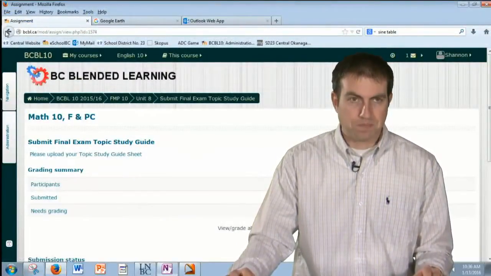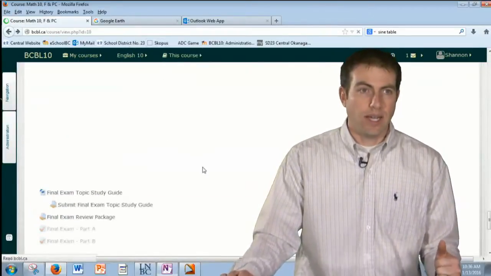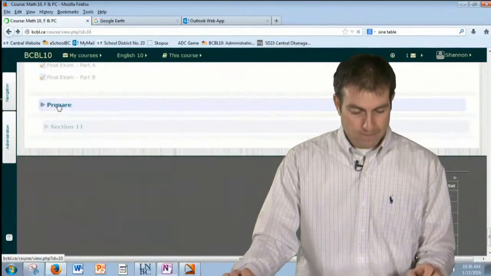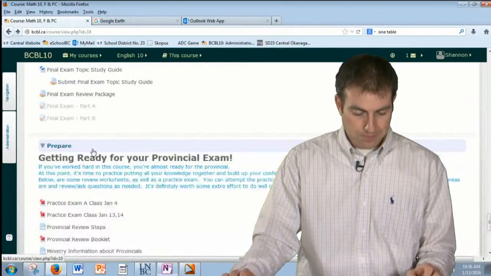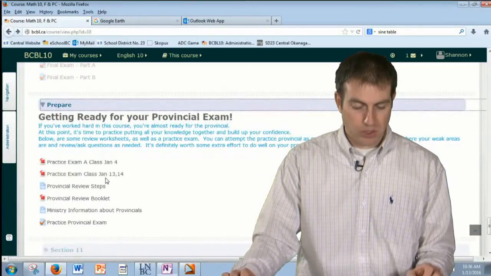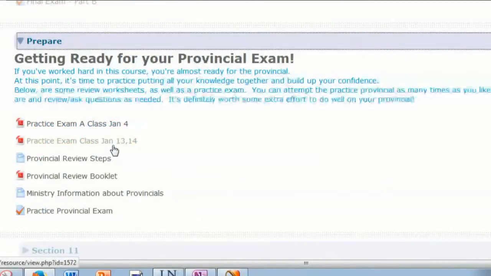In the course, at the very bottom, it says prepare. If you click there, it says practice exam January 13th and 14th. That is a PDF of the test I'm going to go through today. This is an old provincial exam, and I've literally just copied it and put it up here. So if you want to download it, that's where it is in the prepare section, getting ready for your provincial practice exam in class, January 13th, 14th.